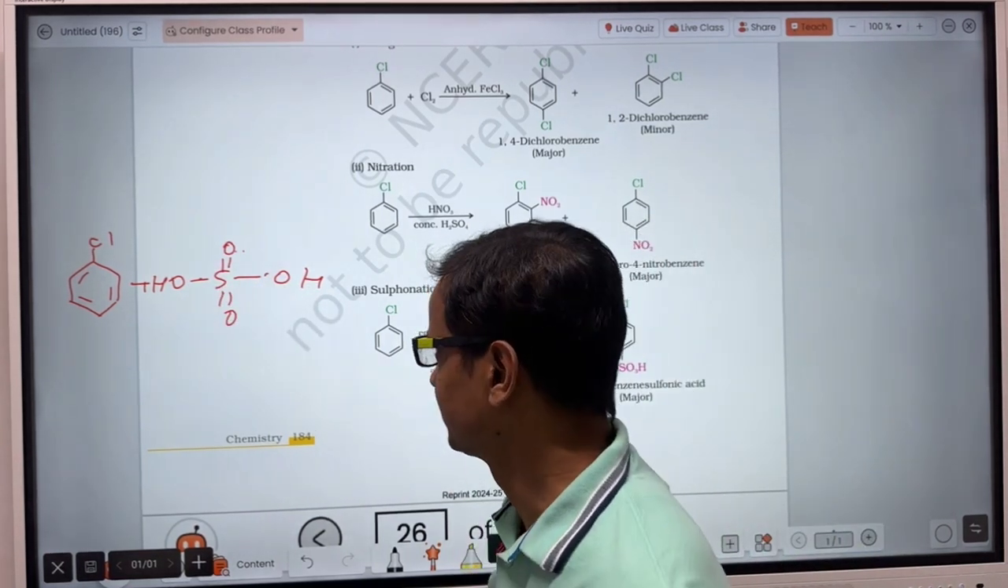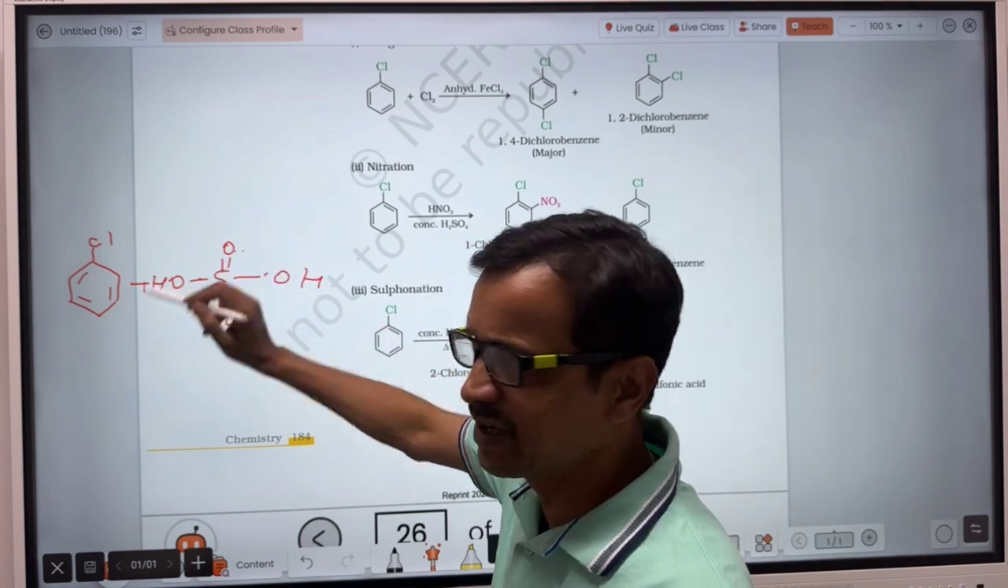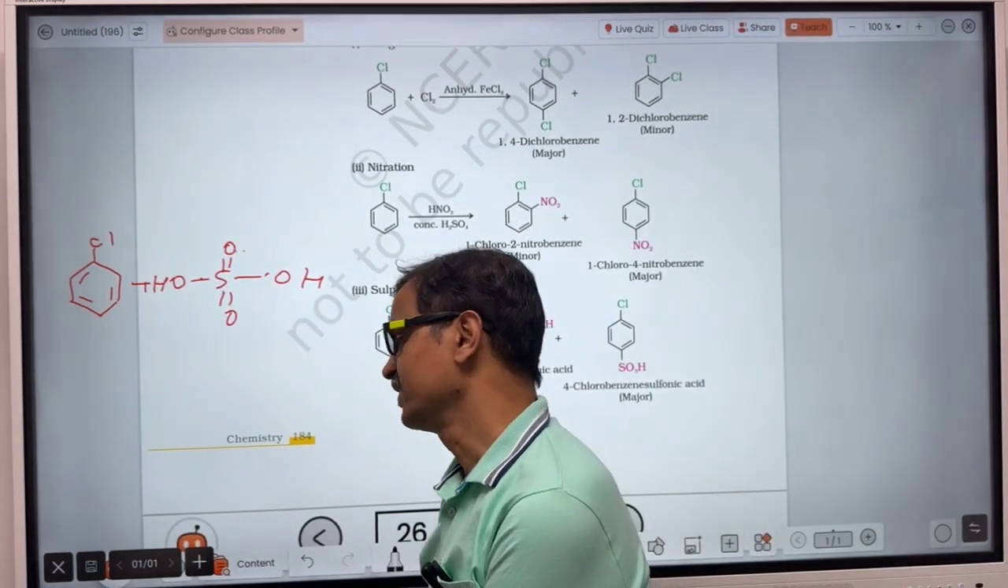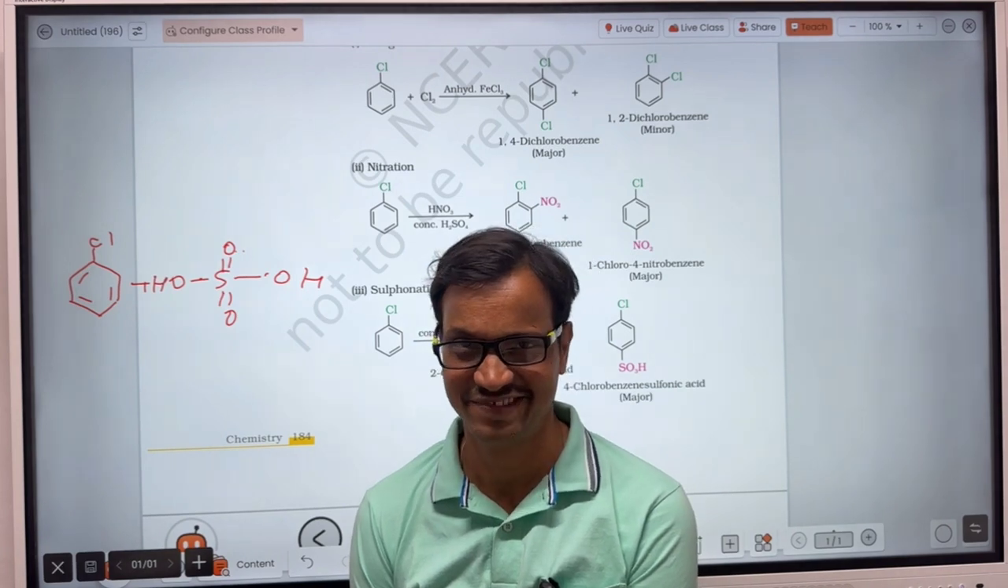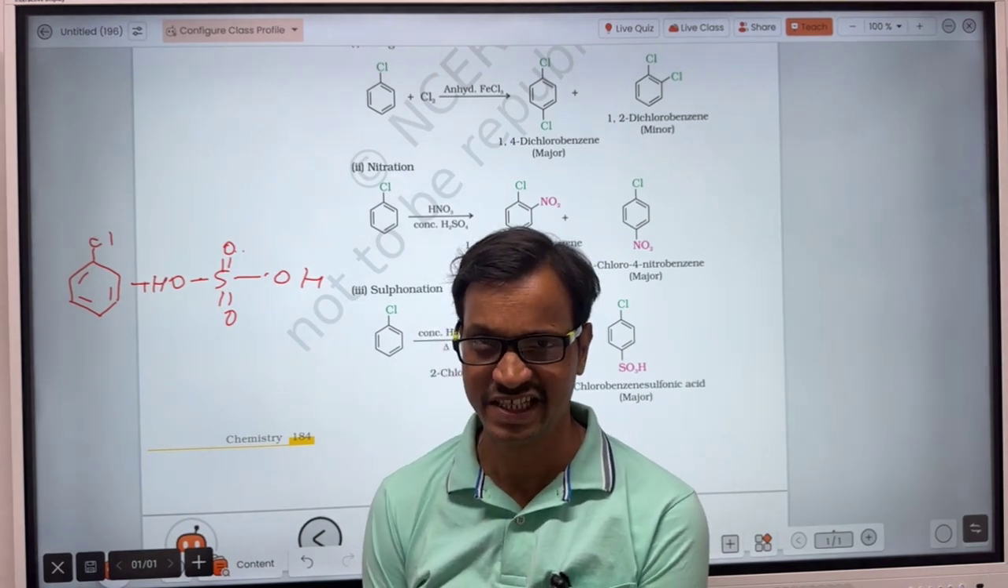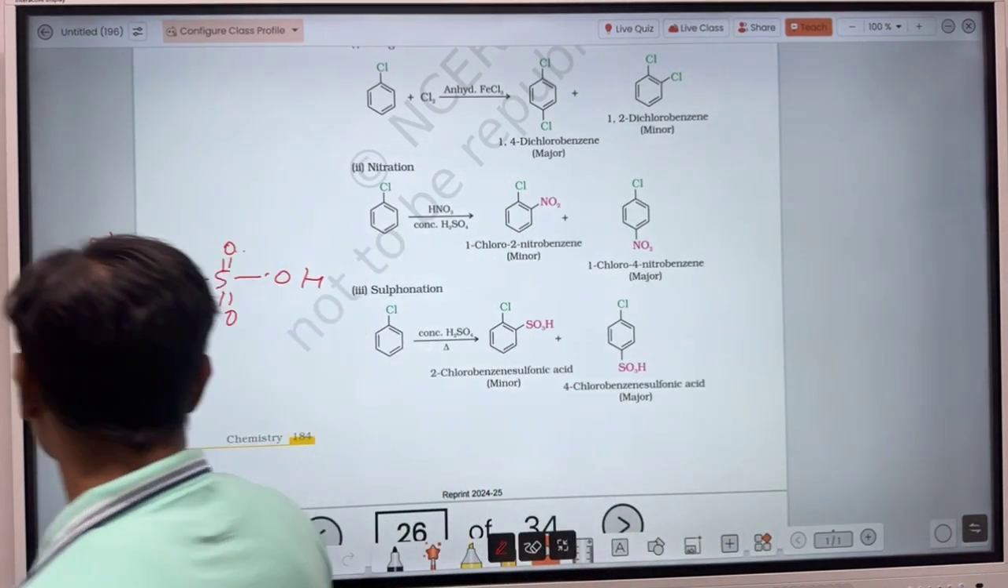Then after here, what happened? In this case, there is an expanded octet. When you consider the sulfur, there are more than 8 electrons. So it is an example of expanded octet. How does the reaction take place?